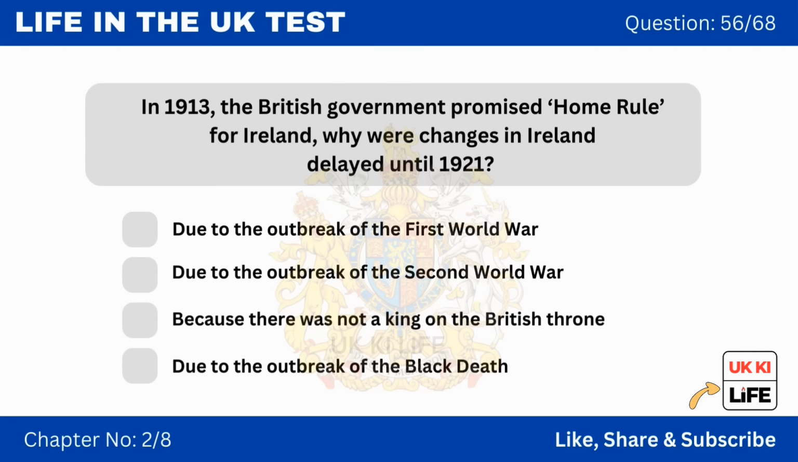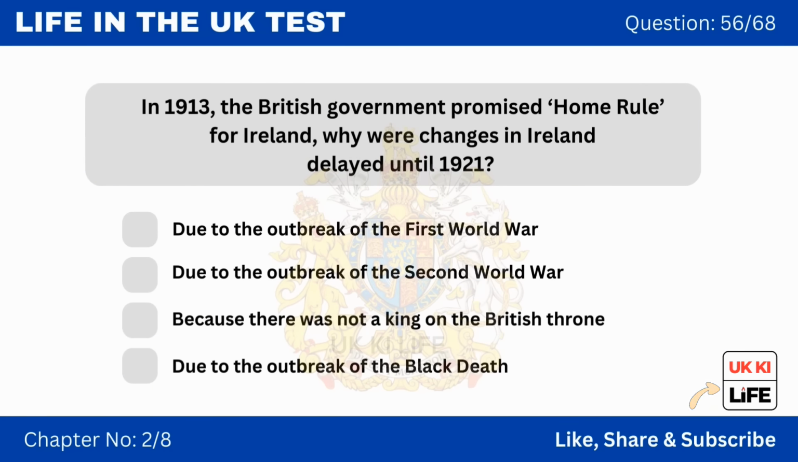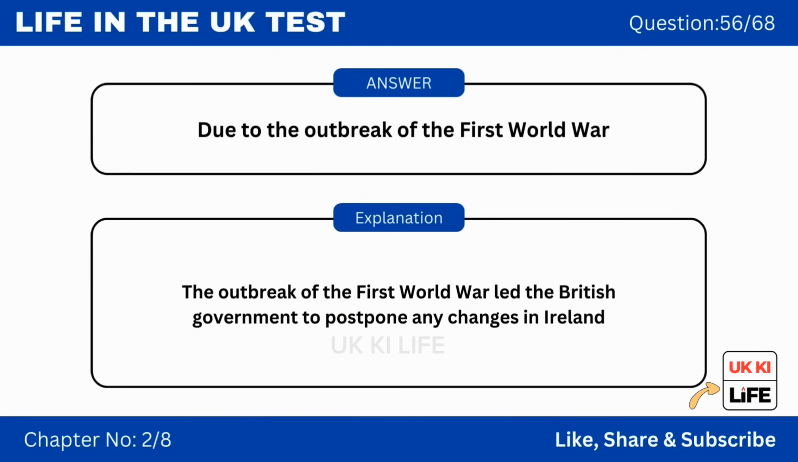Due to the outbreak of the Second World War. Because there was not a king on the British throne. Due to the outbreak of the Black Death. The correct option is A. Explanation. The outbreak of the First World War led the British government to postpone any changes in Ireland.